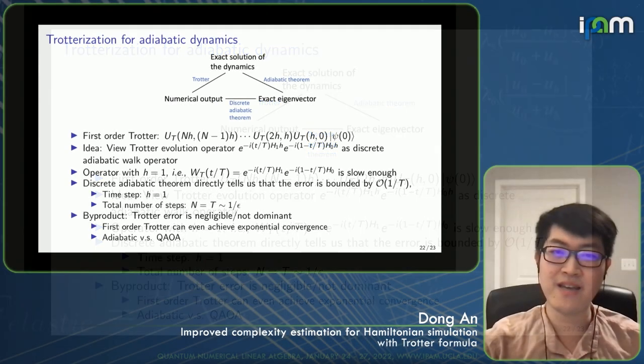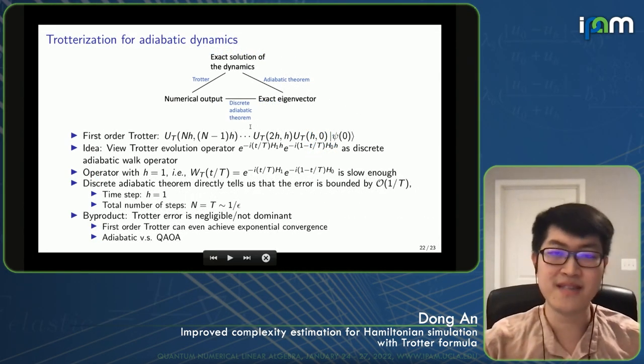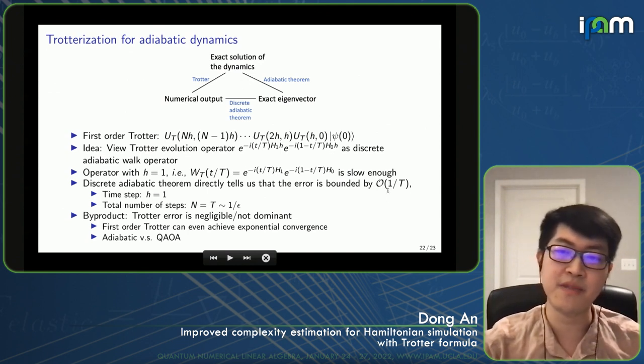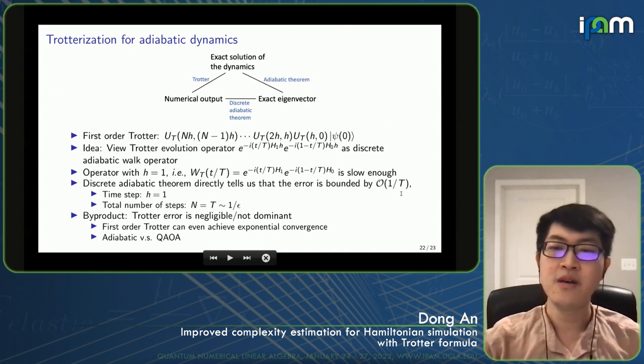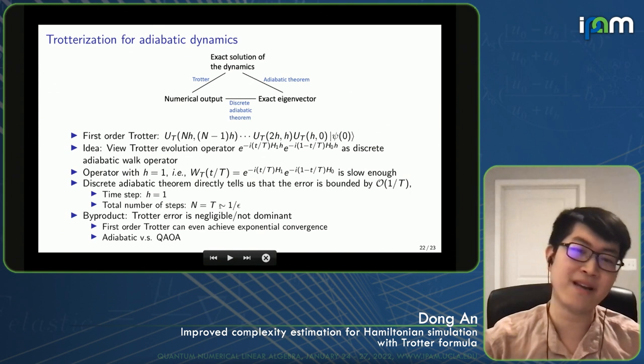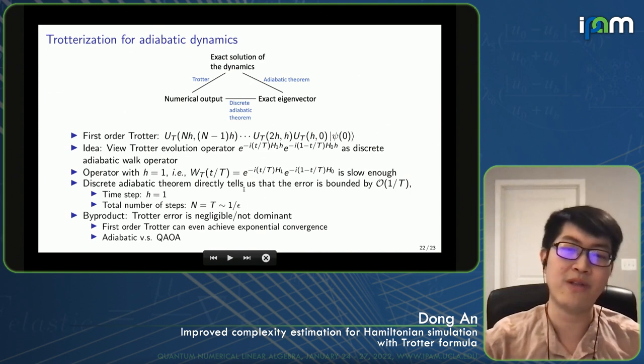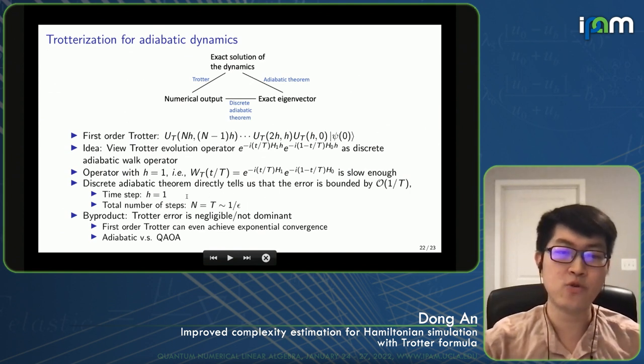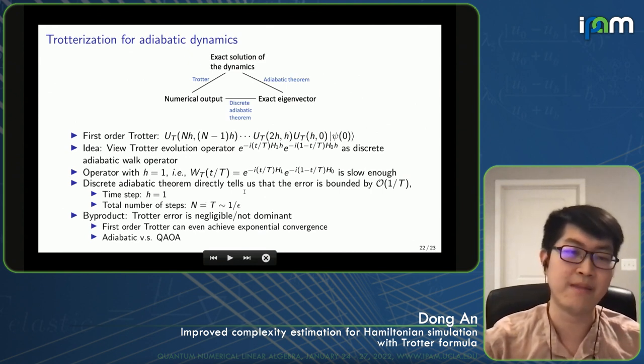And then we directly use our discrete adiabatic theorem, saying that the error within this bottom edge can be bounded by something like 1 over capital T, which means that if we really want to bound this error by epsilon, then we can directly choose capital T to be something like 1 over epsilon. And the number of Trotter steps is the same as the evolution time T, and this scales like 1 over epsilon.